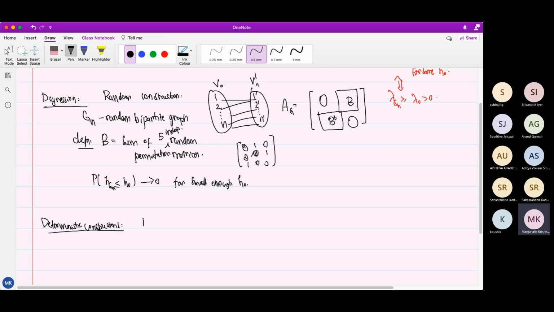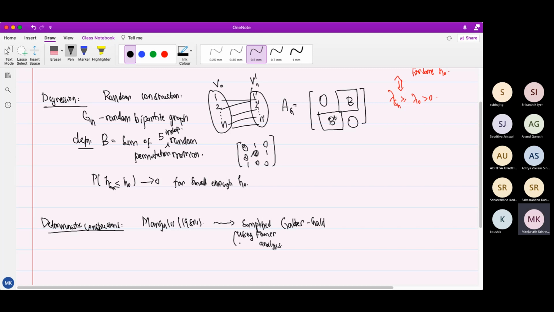The first one was due to a very famous mathematician, Margulis. In the 1980s, he used some rather heavy machinery and constructed it. Margulis is a very famous person. He used some representation theory and so on. It was simplified by Gabber and Galil using Fourier analysis. Essentially, that is the construction we will give.